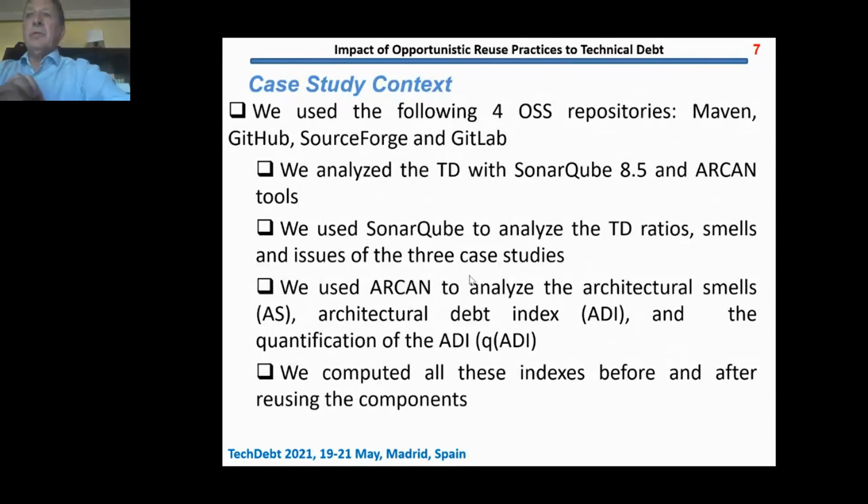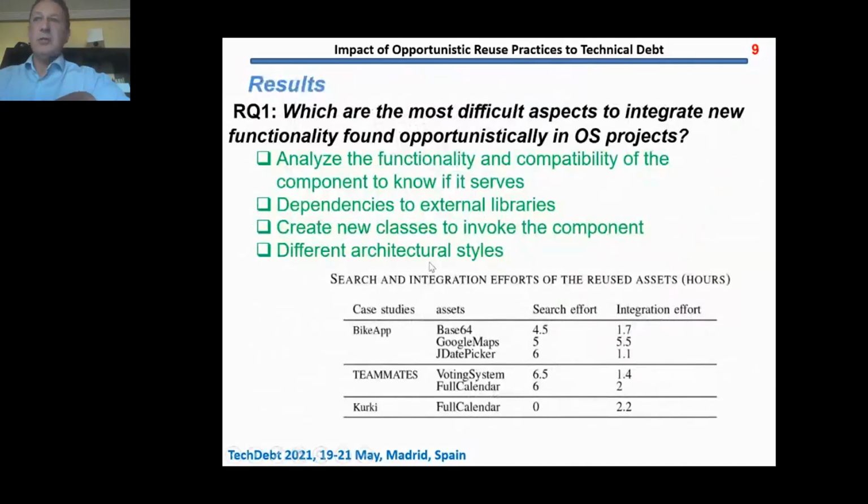For the repositories, we decided, according to different criteria, to use the following four: Maven, GitHub, SourceForge, and GitLab. We used SonarQube version 8.5 and Arcan to estimate the technical debt ratios, the number of smells, and the architectural debt index, and also the number of architectural smells of the projects. And we computed all these numbers before and after reuse to compare the different results.